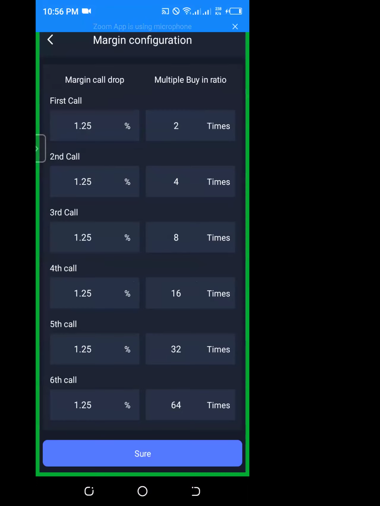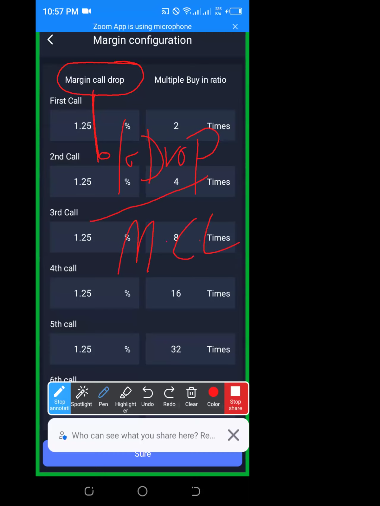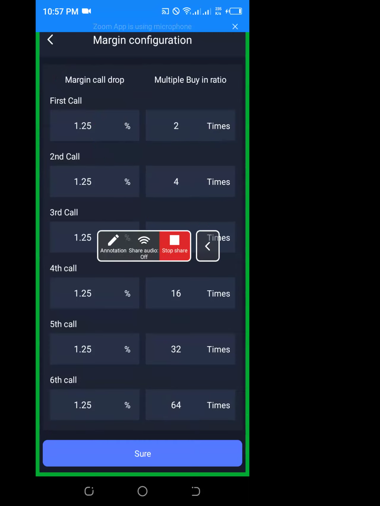Let me go back. When I come here, for the margin call drop, just write the formula in the book. This is the formula that I always give you. Margin call drop equals the percentage drop. Write it in a full sentence, okay? Percentage drop divided by the margin call limits. Margin call limits, see, they are 80.